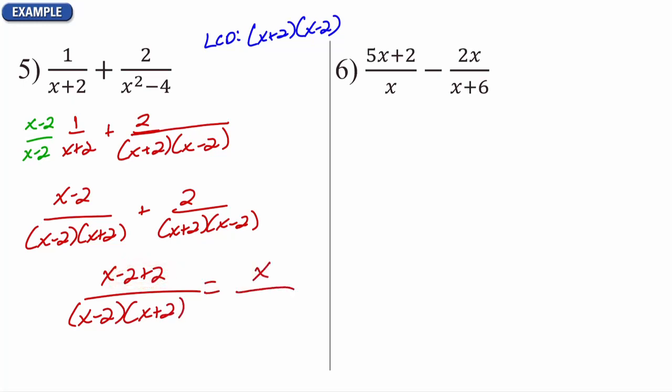So my answer is just x over x minus 2 times x plus 2. So number 5 was an example where the common denominator ended up being exactly one of the original denominators. Let's take a look at number 6.